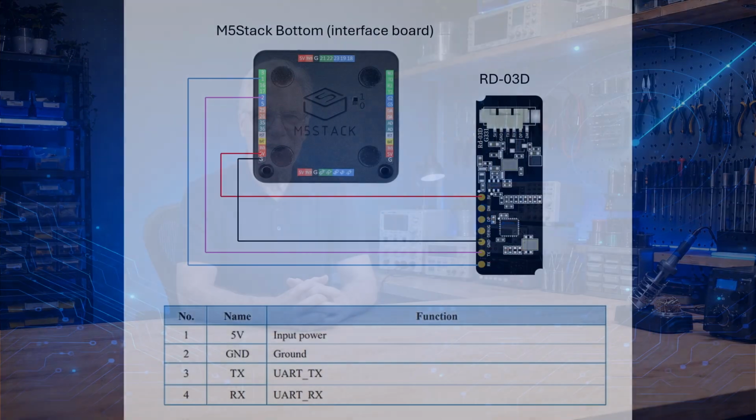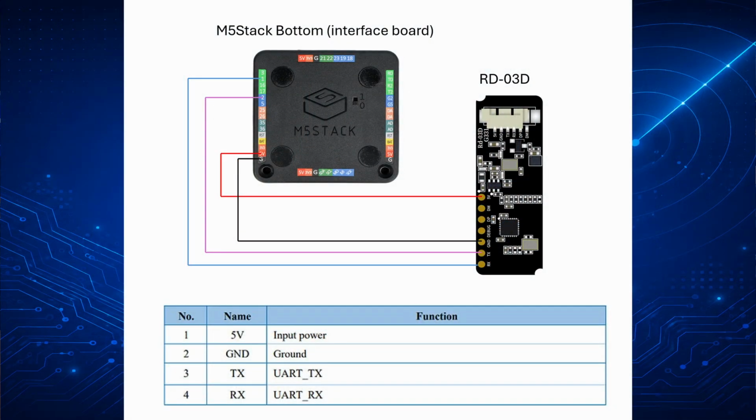The hardware connection is fairly simple. The radar module needs power and ground, along with transmit and receive connections for serial communication with the CoreS3. A simple wiring diagram is enough to show the connection, because most of the work in this project was not in the wiring. It was in understanding and processing the data coming from the sensor.